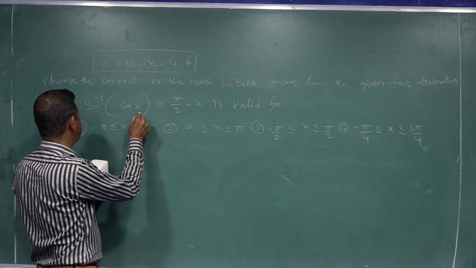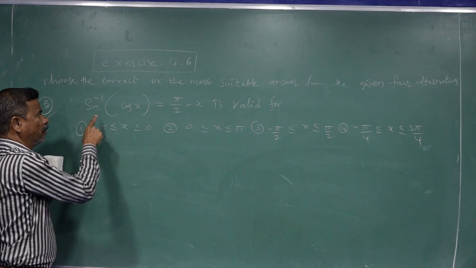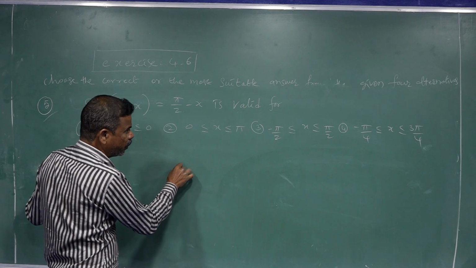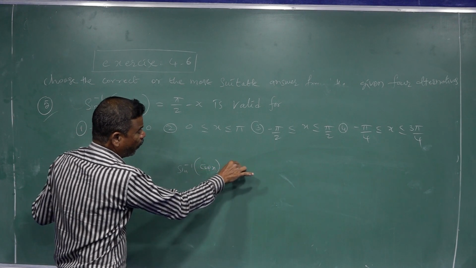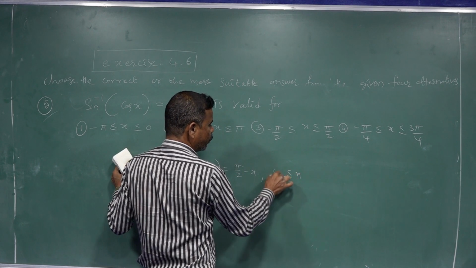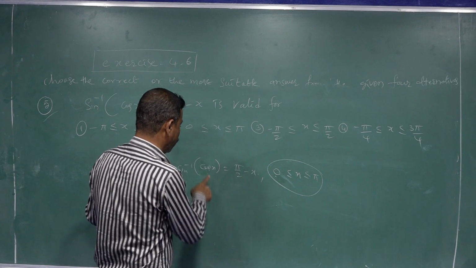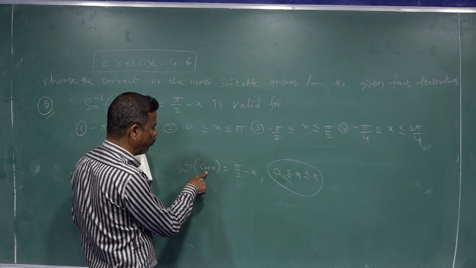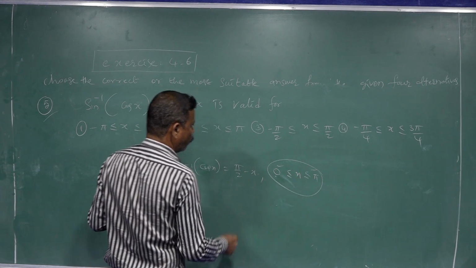Sin inverse of cos x is equal to π/2 minus x is valid for. This is the fifth question. In the question, what is given? Sin inverse of cos x is equal to π/2 minus x. Here x lies between 0 to π. At that time I explained why 0 to π: cos 0 is 1, cos 180 is minus 1. This range is minus 1 to plus 1 only. That's why 0 to π is the right answer.